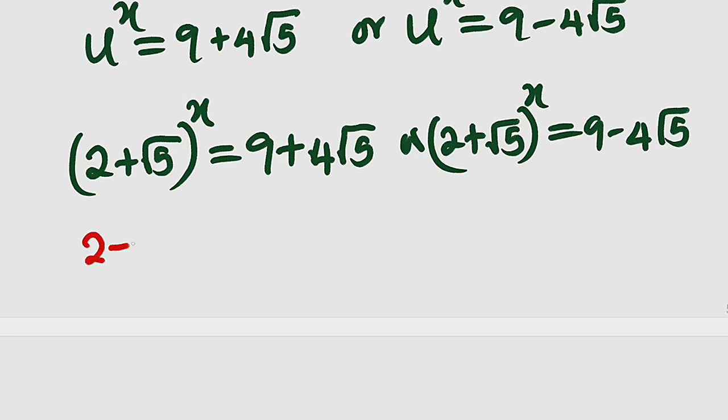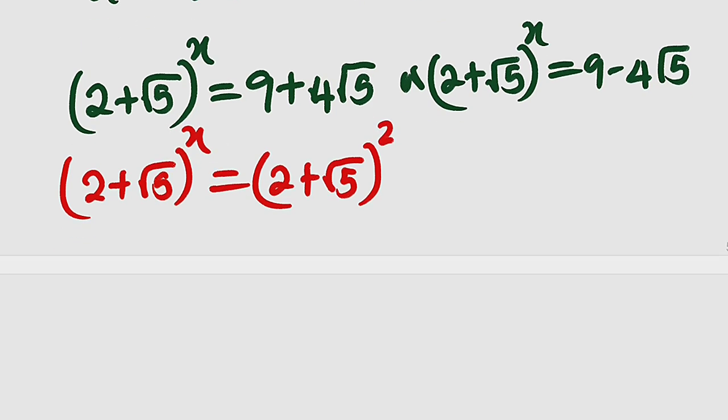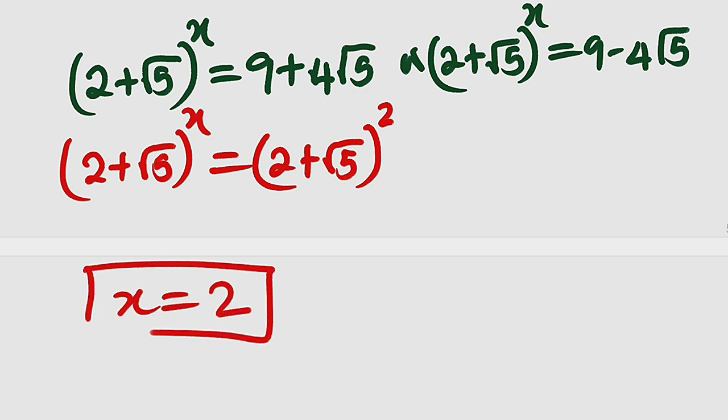So 2 plus root 5 to the power of x is equal to 2 plus root 5 to the power of 2, which implies that x must be equal to 2 since the bases are the same. So x equals 2. This is one of the solutions. Now let us move to the second one.